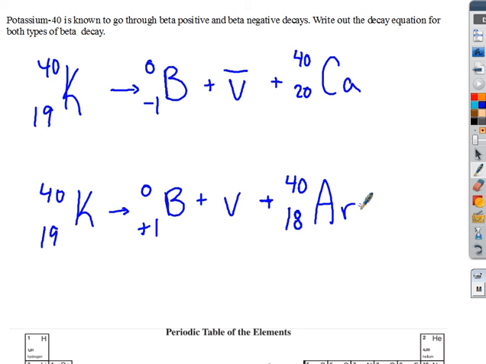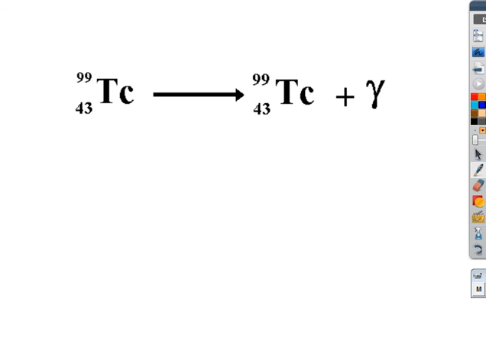So again, in beta negative decay, I have a neutron that is giving rise to a proton and electron. And then in the other situation, I have a proton forming a neutron, an extra neutron, in beta positive decay as well as a positron. So that's beta positive, beta negative decay.